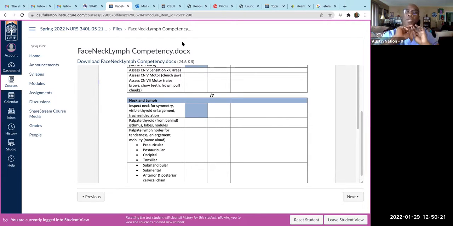Submental is a bit in front of the chin. Up here in the very front, submental. Submental, right up here under the front of the chin.